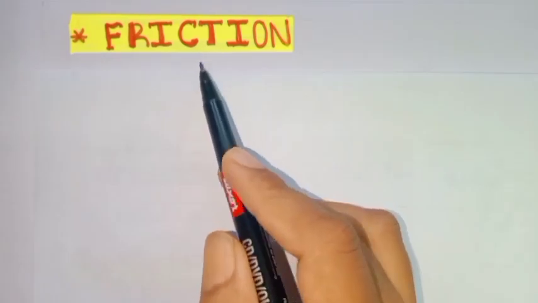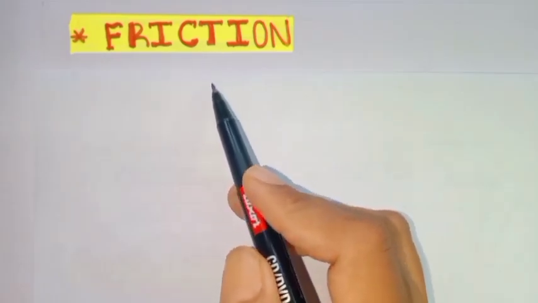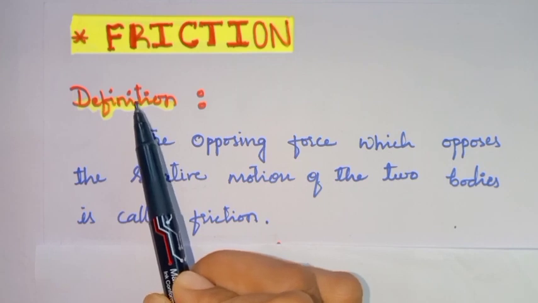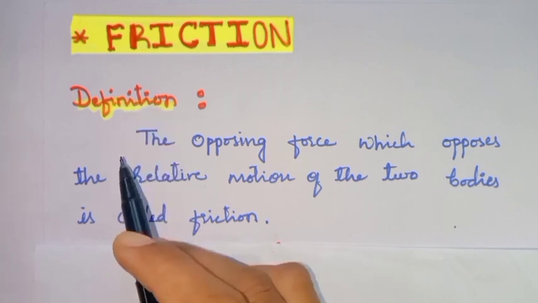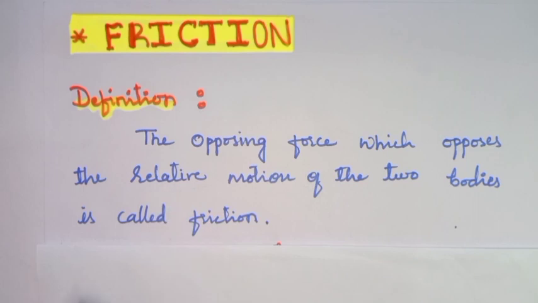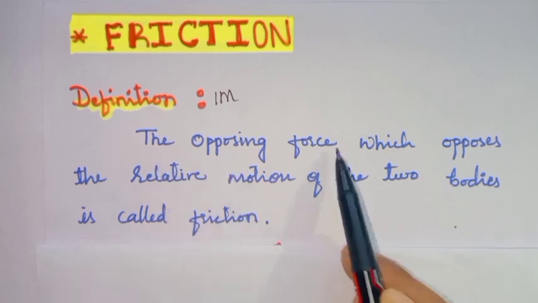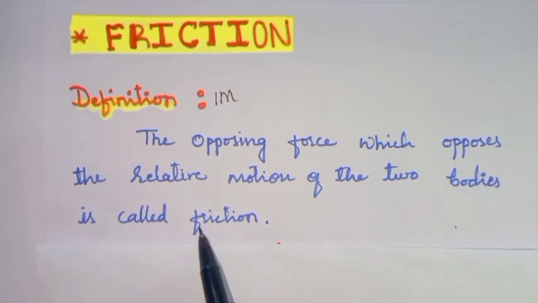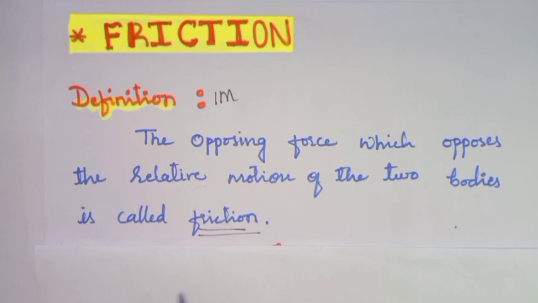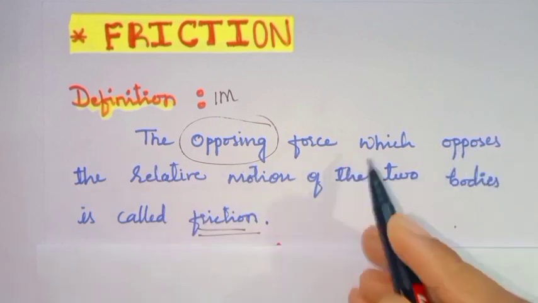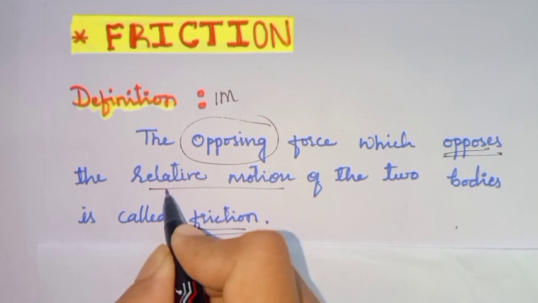About friction, I explained briefly in the last part of Laws of Motion. So let's see what we mean by friction. Let's see the definition. In exams they may ask you the question: define friction, for 1 mark. The opposing force which opposes the relative motion of the two bodies is called friction. Once again, I'll read it for you. The opposing force, this is the important word, which opposes the relative motion of two bodies.